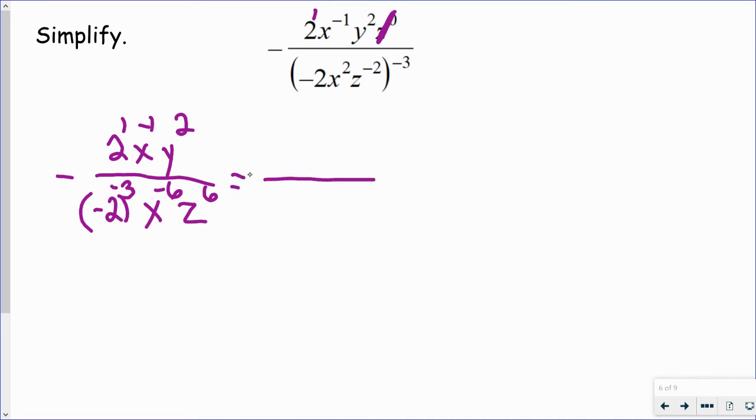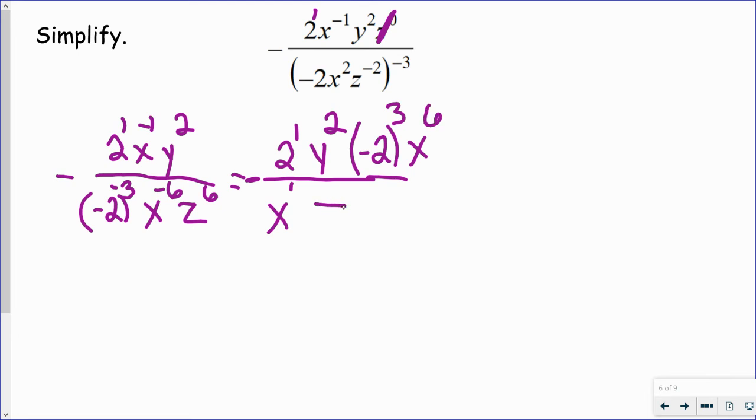Okay. Now, again, there's a little negative out front. I keep almost forgetting to do that. So what I'm going to do is I'm going to do this. Okay. Now, move things. 2 stays on the top, the numerator. This x moves here. This y stays here. Negative 2 to the power of negative 3. Negative 2 stays, but now it's a positive power of 3. This x becomes now positive exponent, and this z has a positive exponent to start.